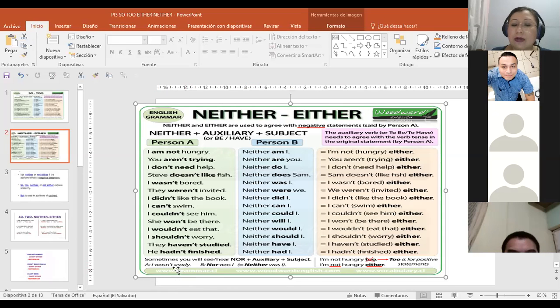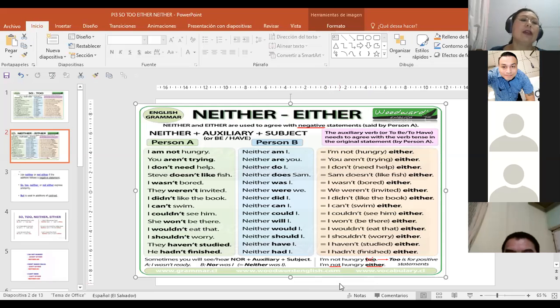I wasn't ready. Yo no estaba lista. Nor was I. Que es lo mismo que decir neither was I. El nor en este caso es equivalente a neither. I am not hungry. No se dice I am not hungry too, ¿verdad? Eso no es correcto porque ya dijimos que es para oraciones positivas. Entonces usted, para reafirmar que no tiene hambre, va a decir I'm not hungry either. Recuerde, either. Si es una negación, neither, either, ¿verdad?